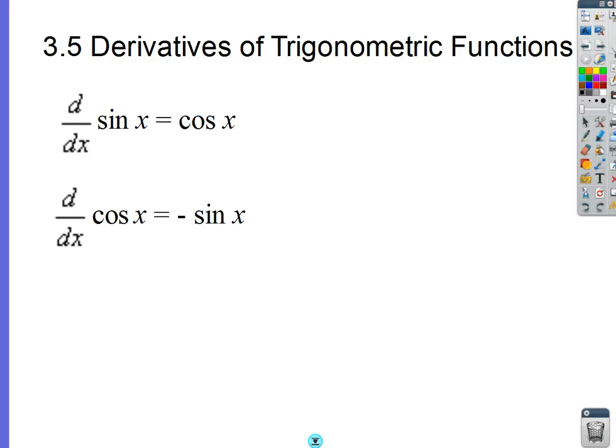Oh, wow, it's been a long time. You guys took forever with velocity and acceleration. That's all right. We're good.